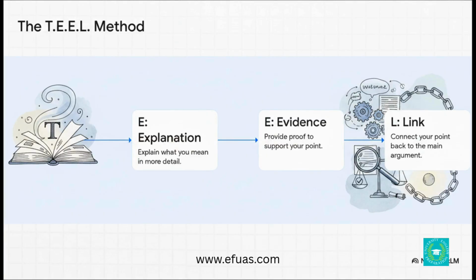Well, first up, T is for topic sentence. This is the one single clear point that your entire paragraph is going to be about. Next, E is for explanation. This is where you just expand on that topic sentence, explaining what you mean. The second E stands for evidence. This is crucial. It's where you provide a specific example or some proof to back up your claim. And finally, L is for link. This last sentence ties it all together, connecting your point back to the main argument of your whole essay.